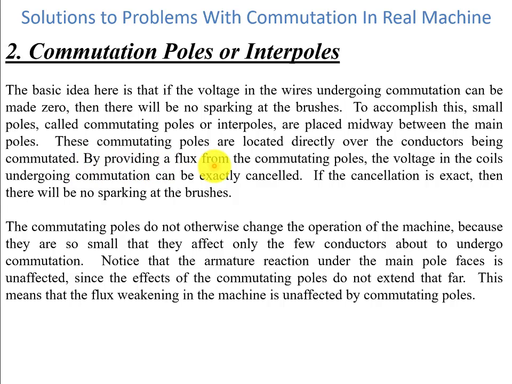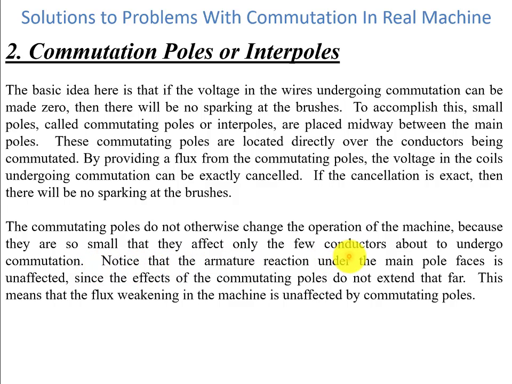By providing a flux from the commutating poles, the voltage in the coils undergoing commutation can be exactly cancelled. If this cancellation is exact, then there will be no sparking at the brushes. So obviously, how can we make the voltage equal? We can give the same voltage that we are giving to the motor. The commutating poles do not otherwise change the operation of the machine, because they are so small that they affect only a few conductors about to undergo commutation.